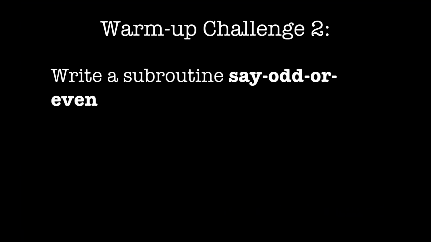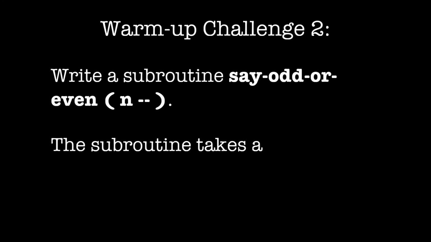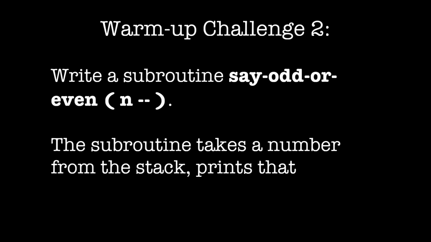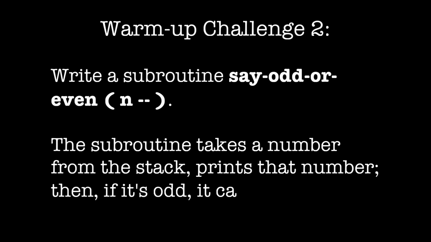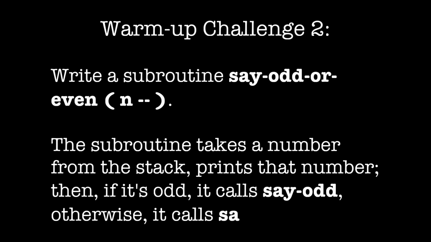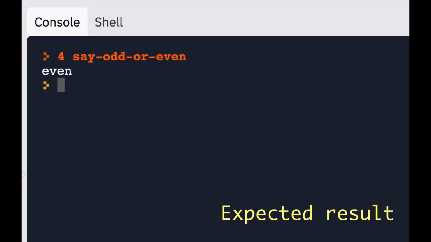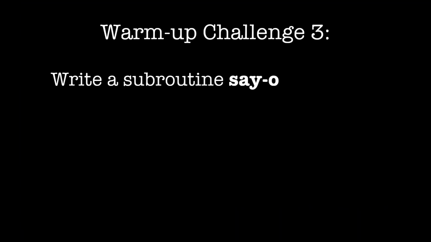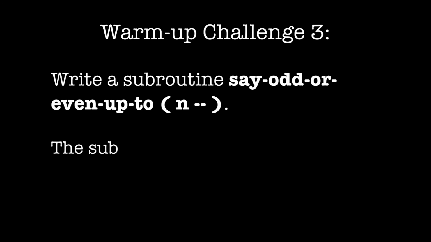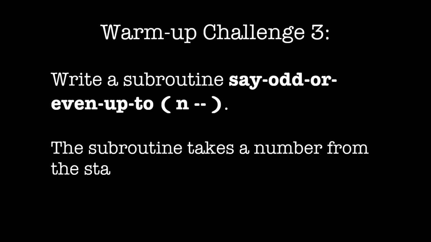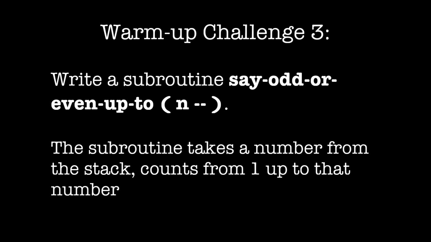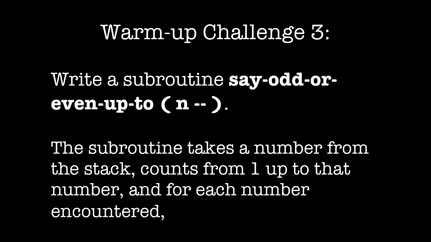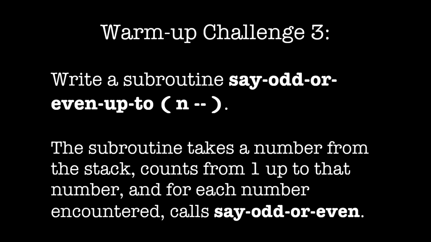Challenge 2. Write a subroutine say odd or even. This subroutine takes a number from the stack. It prints that number, and then if the number is odd, it calls say odd. Otherwise, it calls say even. Challenge number 3. Write a subroutine say odd or even up to. This subroutine takes a number from the stack, counts from 1 up to that number, and for each number encountered, it calls say odd or even.